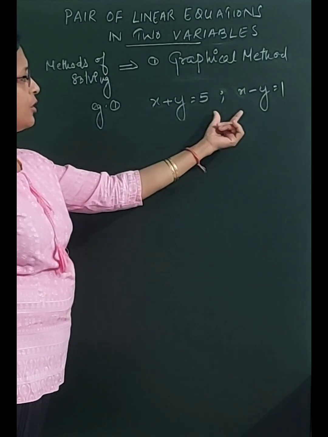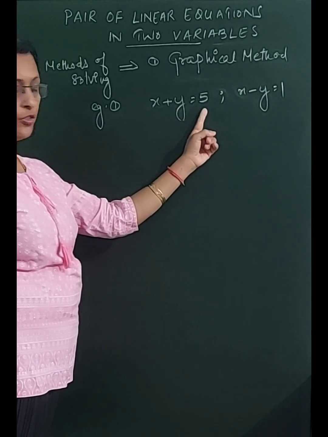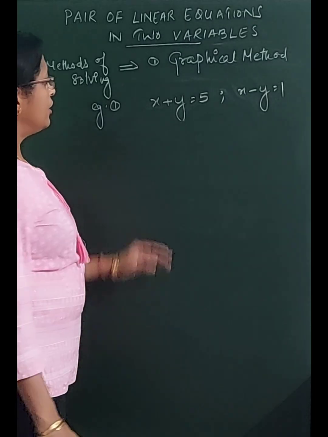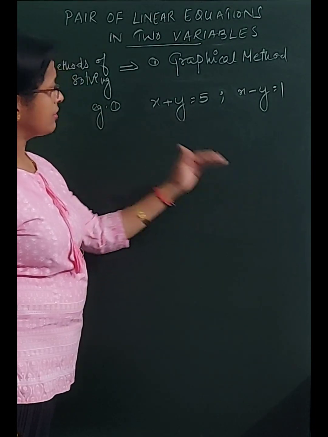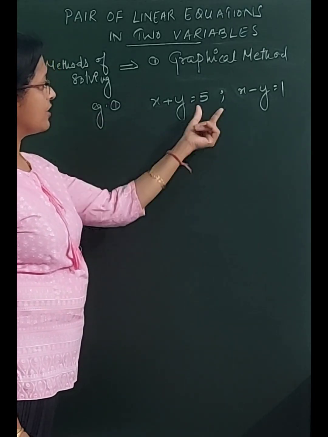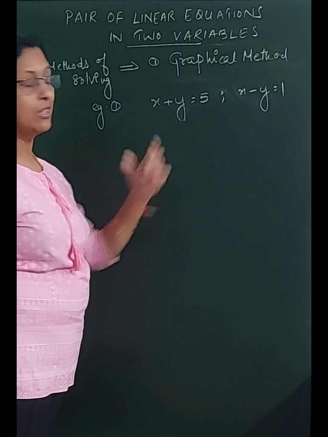We have a pair of linear equations in two variables, x plus y is equal to 5. This is your first equation. And the second equation is x minus y is equal to 1. So we will plot the lines represented by these equations. We will plot the graph and we will see how many solutions these two equations together have.